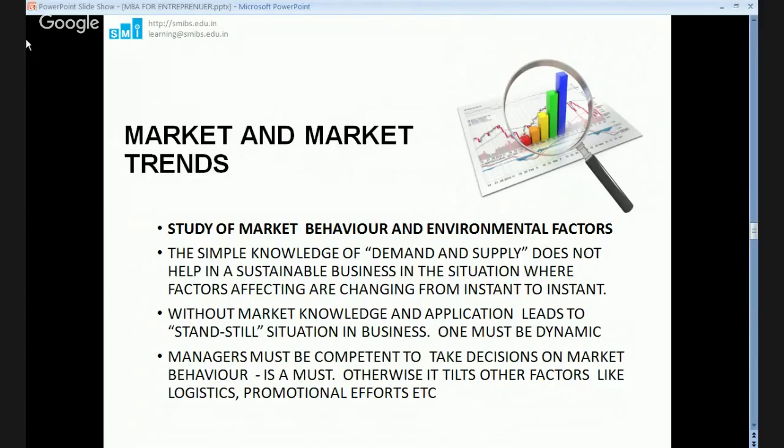Finally, they converted the watch factory into a carpentry, because there is a very good carpentry department of making boxes. What I'm trying to say is, unless we have the global knowledge, we cannot venture, because once you venture, you cannot go back, or you have to close only. Without the market knowledge and application, it leads to a standstill situation of business. One must be dynamic. You must always think of what next, what I have to do. You should not be happy only in making profit.